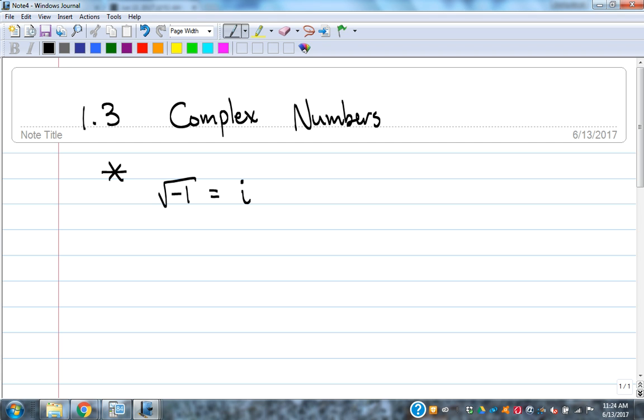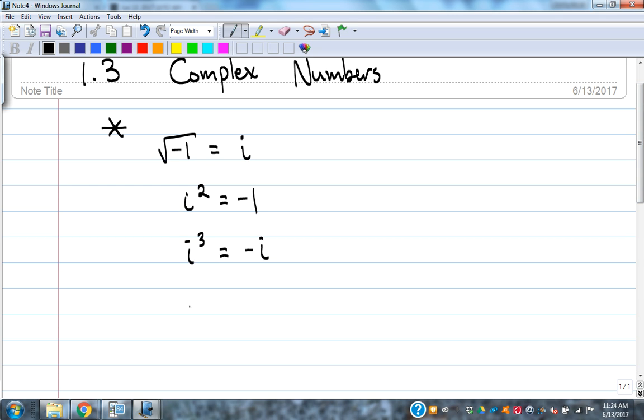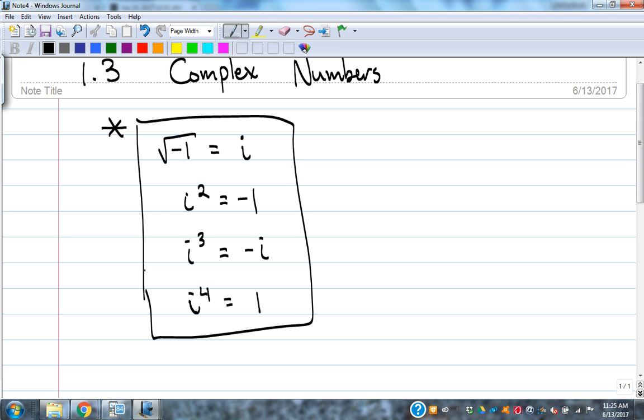So the square root of -1 is i. Some of the things we'll need for this are, if you square i, you're going to get -1. i squared is equal to -1. i to the third power is -i. Those are things we will need to know. And then i to the fourth power is +1. That little table is important when we're talking about working with complex numbers.